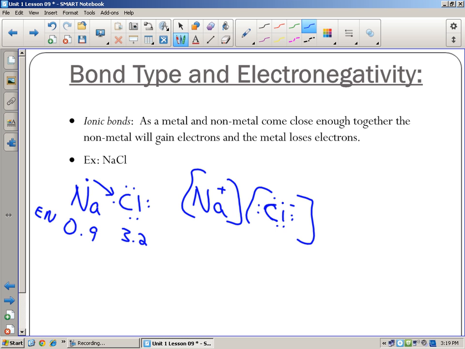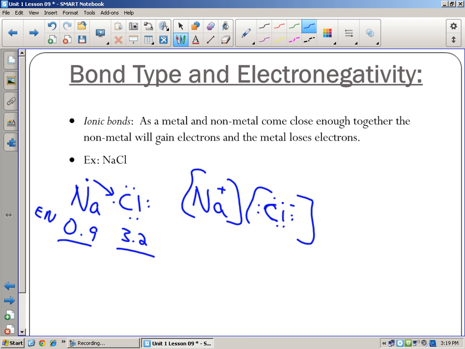So, we need to look at those electronegativities. What do these mean? Out of these two here, which one wants electrons more, sodium or chlorine? And this should not be a trick question for you. If it is, that's bad. Okay? Which one wants electrons more, sodium or chlorine? Chlorine, thank you.